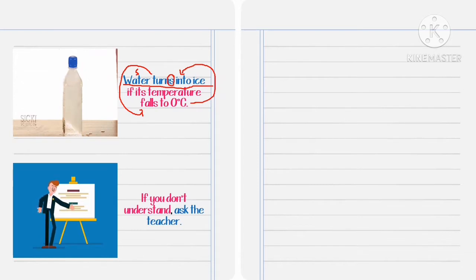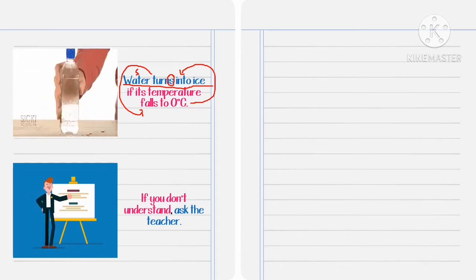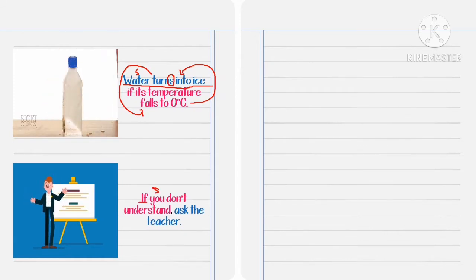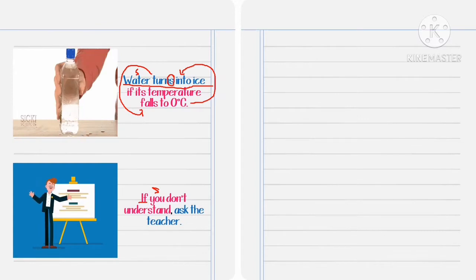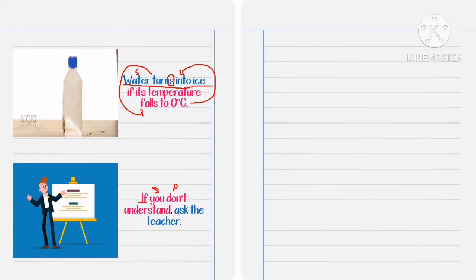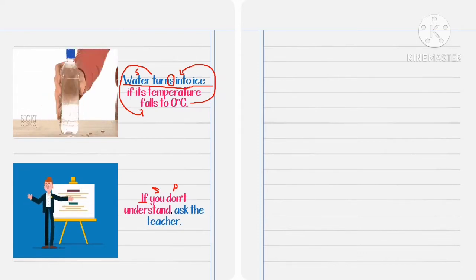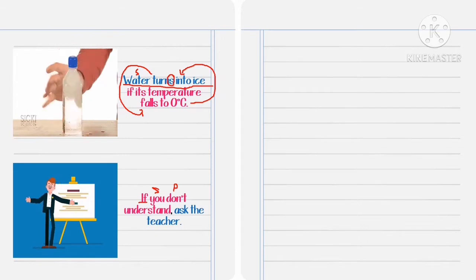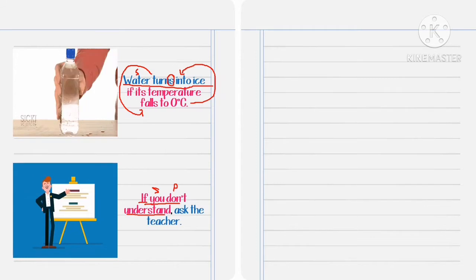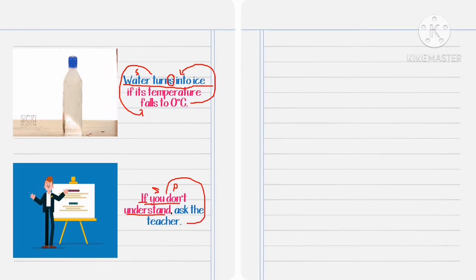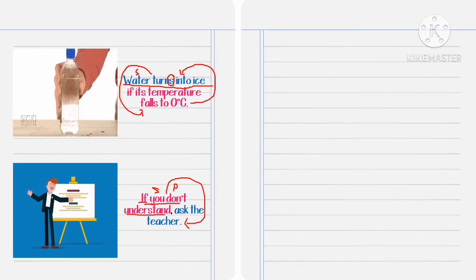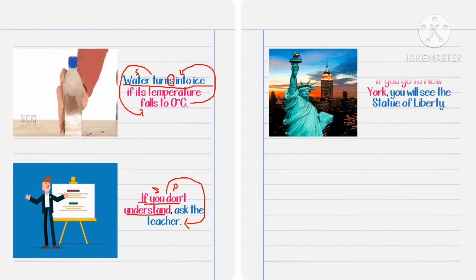Another, if you don't understand, ask the teacher. In this sentence, we start with if followed by the subject you. Again, it is a singular subject. However, it takes a plural verb. So, lahat ng you ganon. Singular siya, pero kailangan niya ng plural verb. So, if you don't understand is our if clause. Anong gagawin mo if you don't understand the lesson? What will you do? The main clause or the result will be, you will be asking the teacher.